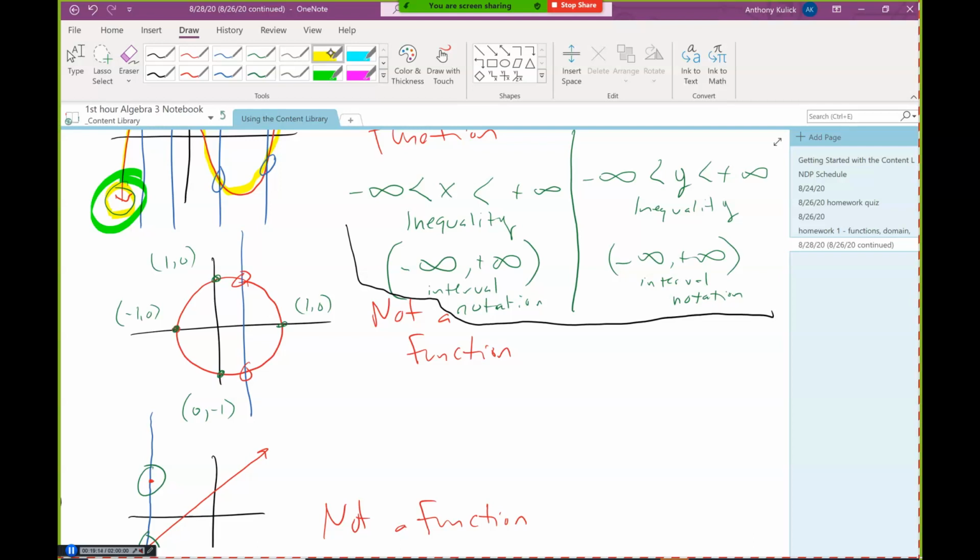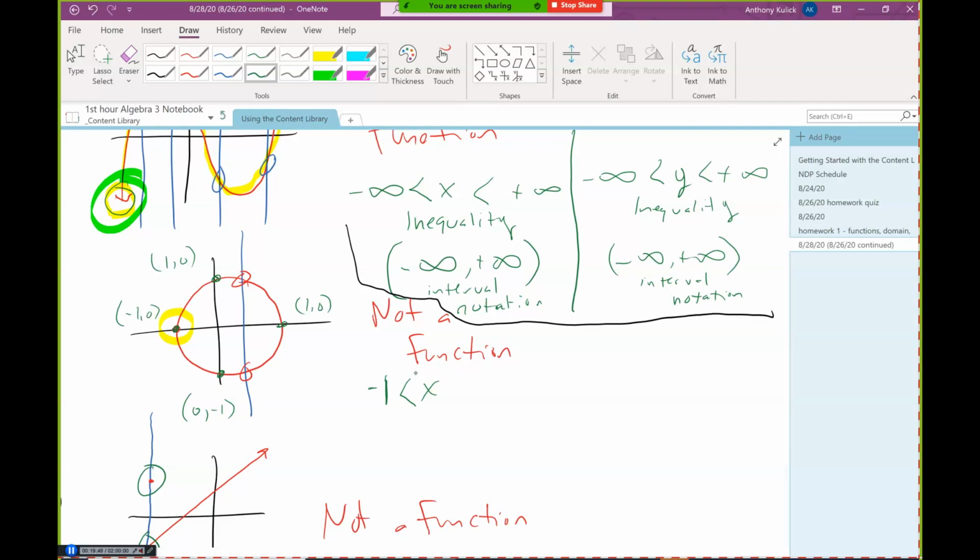So I'm going to start by identifying the point that's furthest to the left in order to do the domain. That point would be negative 1, 0. So the x-coordinate I'm interested in is negative 1, right? So that's going to be the smallest thing in my domain. And now, should this be a strict less than as I've written it, or should it be less than or equal to?